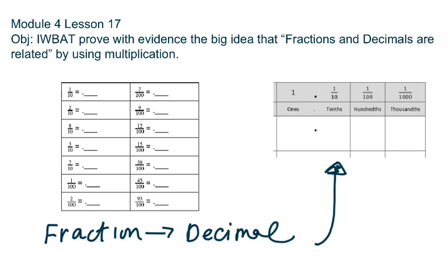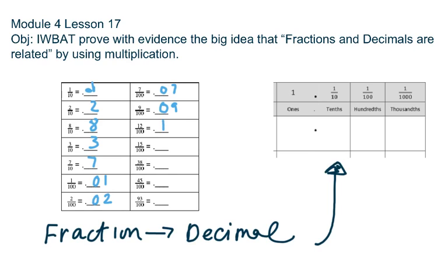So here we go. 1/10 is the same as 0.1. 2/10 is the same as 0.2. 8/10 is the same as 0.8. 3/10 is the same as 0.3. 7/10 is the same as 0.7. 1/100th is the same as 0.01. 2/100ths is the same as 0.02. 7/100ths is the same as 0.07. 9/100ths is the same as 0.09.